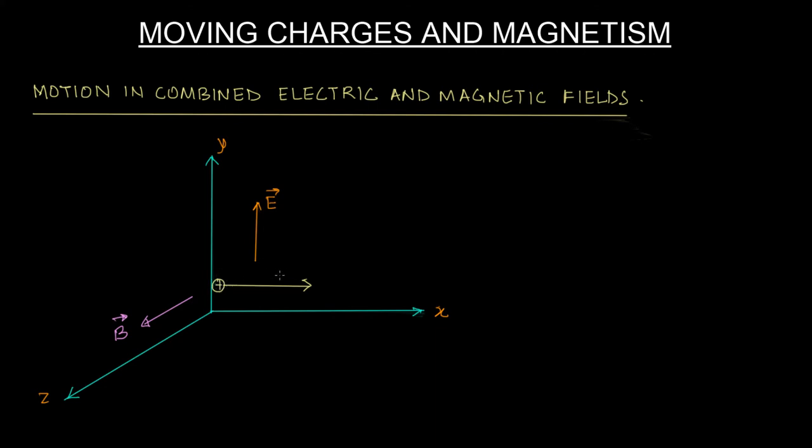Now this positively charged particle will experience an electrostatic force in the upward direction, isn't it? So it'll experience an electrostatic force Fe in this direction, which is equal to QE, correct? So this is your Fe and this is E. Since this is positive, we have done a scalar multiplication by a positive number, and it remains in the same direction, right?